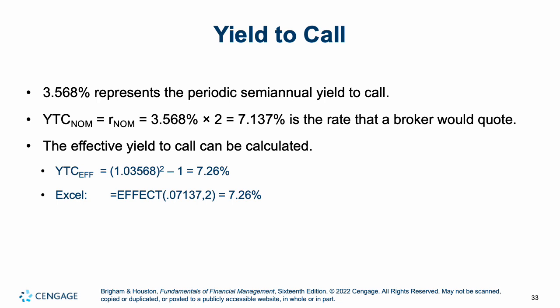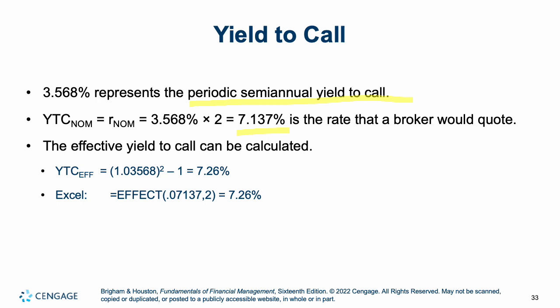And yes, if you look right here, 3.568 is your semi-annual yield to call. So since we were looking in semi-annual, Excel did everything correct. However, it gave you interest per period. If you want your yield to call, what would we do? We would double it. You would get 7.137%, and that's what a broker would quote.